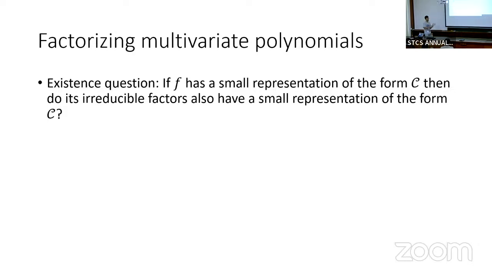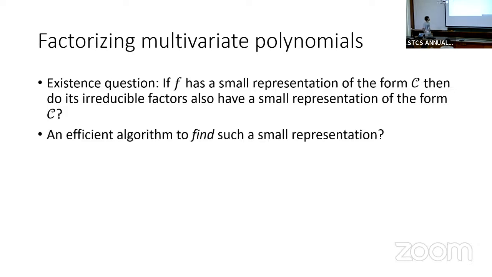In the dense representation, which is when you're just writing polynomials as monomials, this is clear. Any polynomial's factors will also have a small representation in that, but it's not clear in many other succinct forms. So that's just the existence question. Do irreducible factors even have a small representation in the sort of form you care about? And then there's a stronger question of, can we efficiently find such a small representation? That is, let's say you're given a small algebraic circuit for your polynomial. Can you find small algebraic circuits for its factors?